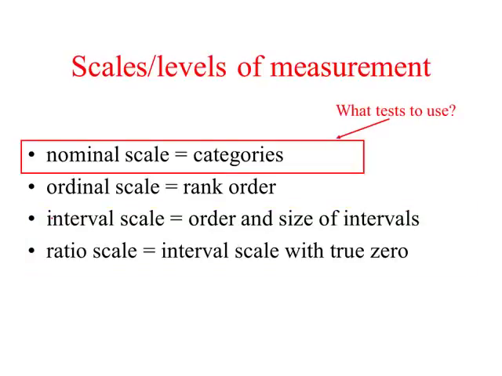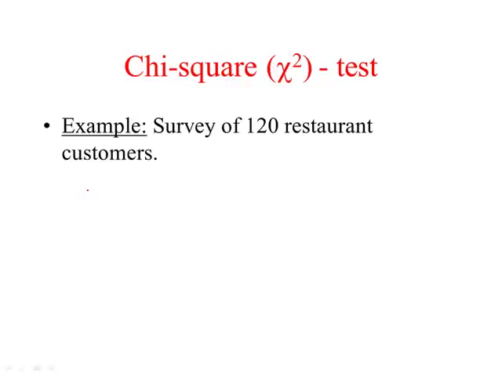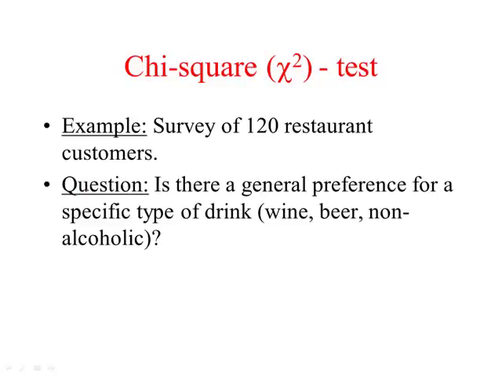When that's the case, we use chi-squared tests. So chi-squared are used when all of our variables of interest are categorical or nominal. So our first example is looking at a survey of 120 restaurant customers. And our question is, is there a general preference for a specific type of drink? And we have 3 levels to this, which are wine, beer, and non-alcoholic.